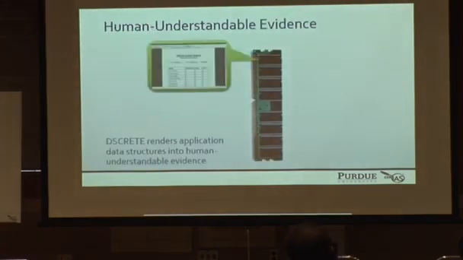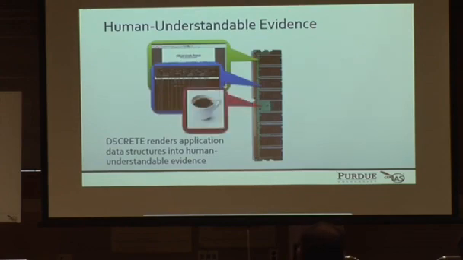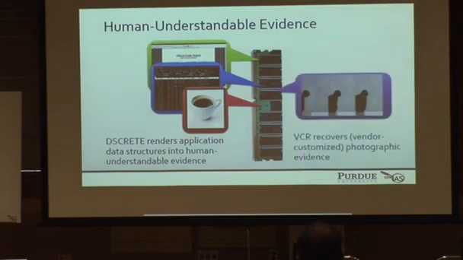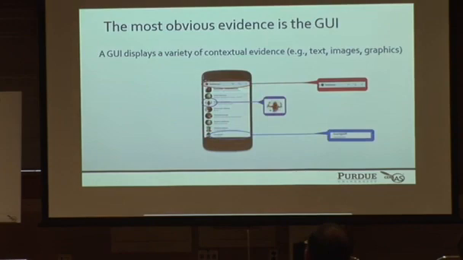Okay, so we've seen from DSCRETE how you can recover a bunch of different types of data structures, human understandable output, and we've just seen VCR recover a number of types of photographic evidence from memory. But I'm a human, right? And when I think of digital evidence, when I want to know what a computer is doing, what comes to my mind is a user interface, right? We all interact with our applications through the user interface. And in fact, the user interface has a wealth of different types of evidence, right? Text, images, and all of this stuff is displayed in one concise place.